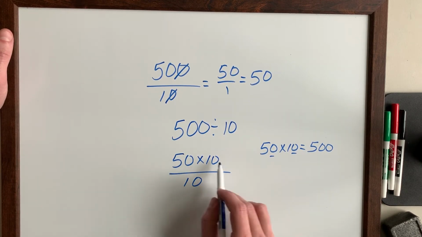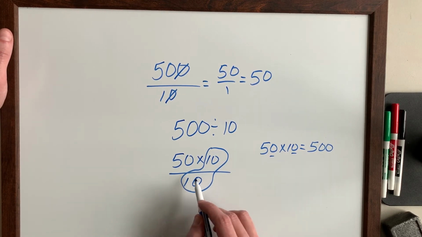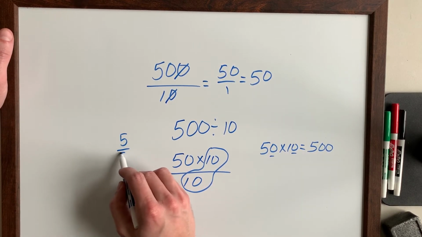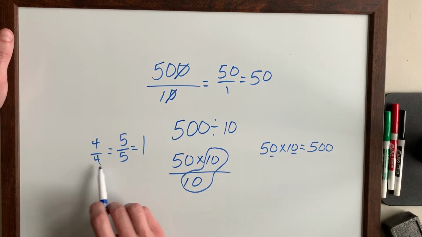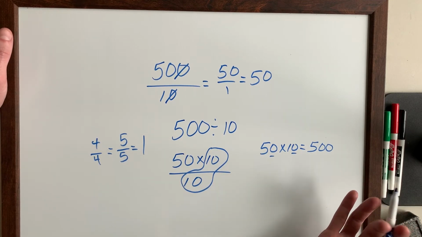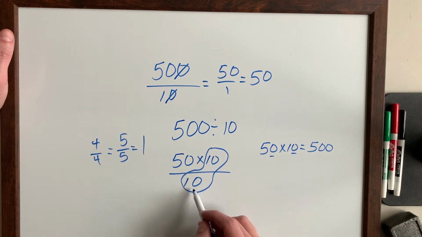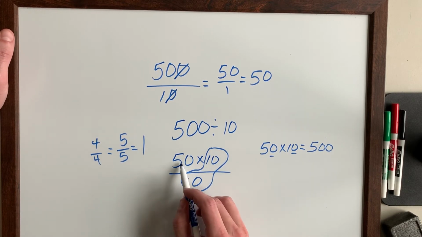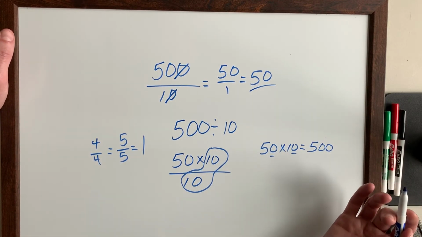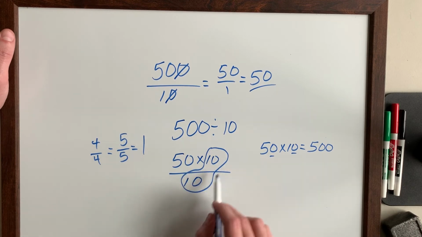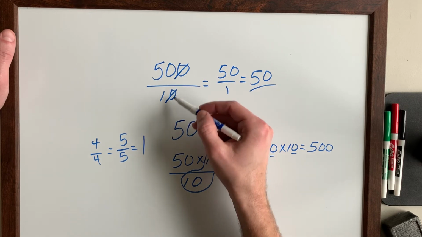But if I write it like this, look what I have here. 10 divided by 10, and remember that any number divided by itself is equal to 1. 4 over 4, 5 over 5, a billion over a billion, any number divided by itself is 1. So 10 over 10 is 1, which means I just get 50 times 1, and 50 times 1 is 50. You don't have to break it apart like this every time. It's quicker to just use the rule about canceling zeros at the end.